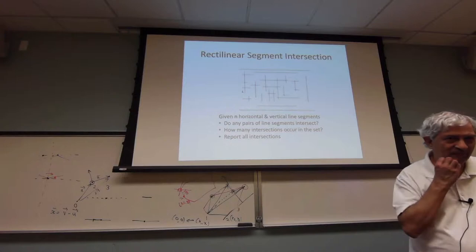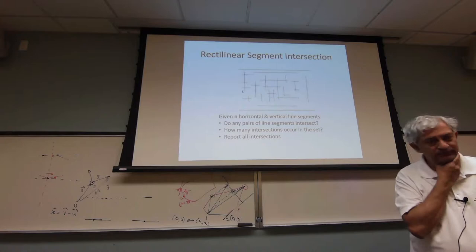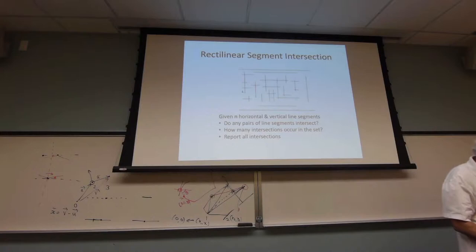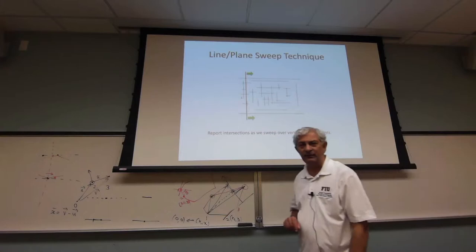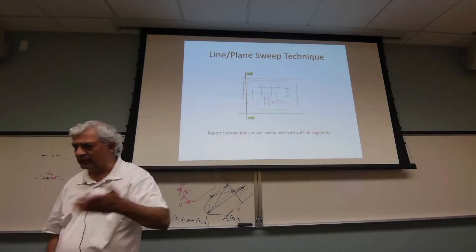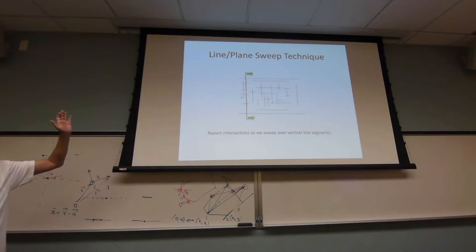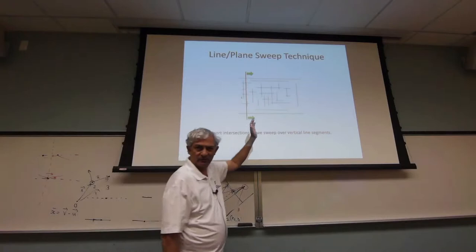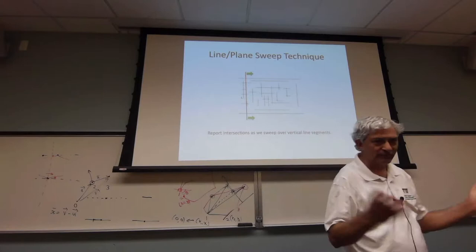Is the problem clear to everyone? Okay, so in the remaining time, I'm going to show you some ideas for how this is approached. We're going to use something called a line sweep technique, where we'll take a vertical line, although you could easily have done it with a horizontal line. We're going to start from way out here, and slowly sweep it, and as we sweep it, we're going to check for intersections along the way and report them. If there are none, there'll be none reported.